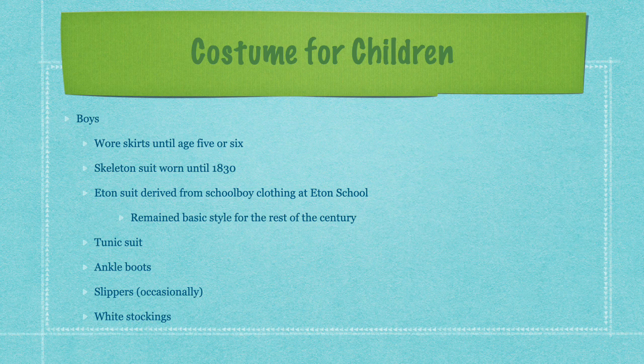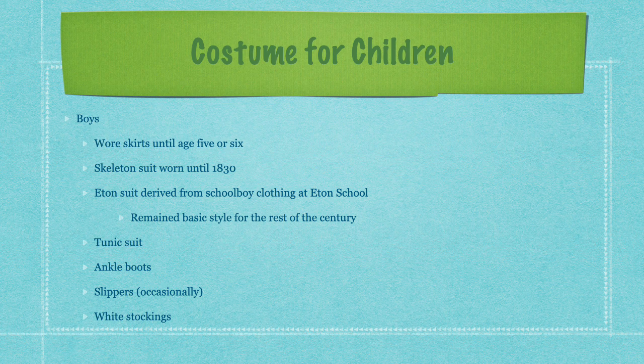For boys, the skeleton suit was worn until about 1830. The Eton suit was considered a short, single breasted jacket that ended at the waist. The front was cut square and the lapels were wide with a turned down collar. The suit was completed with a necktie, vest, or a waistcoat, as well as trousers. This style was actually derived from the schoolboy clothing that was worn at Eton School in England. This suit did have some minor variations, however, it remained a basic style for young boys for the rest of the century.